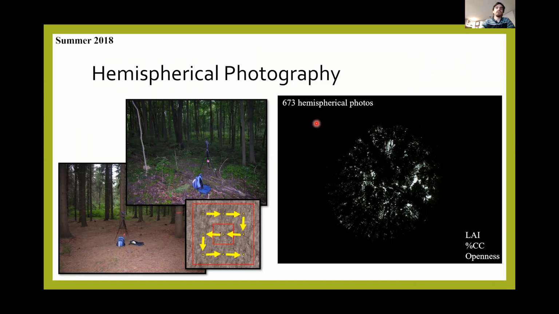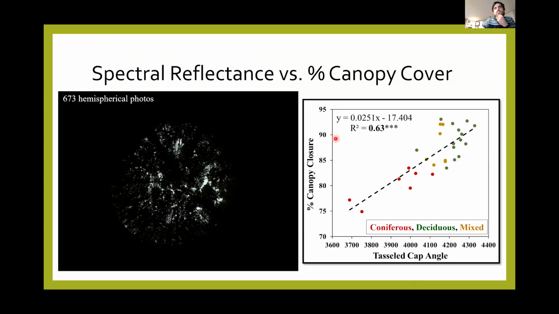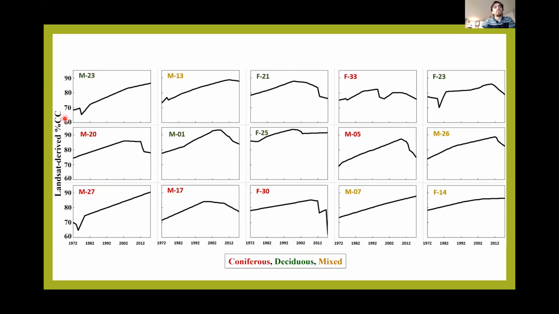I collected many hundreds of these photos, and pretty much the takeaway you need to know for this talk is that there is a strong relationship between the satellite-derived index, the Tasseled Cap angle in this case, and percent canopy closure referenced from these hemispherical photos. So we can pretty confidently say that the more Tasseled Cap angle we have in these dense forest canopies, the denser the forest canopies are. I use this to understand change through time, in terms of an on-the-ground variable, our Landsat-derived percent canopy closure, or percent canopy cover. So we can start understanding the changes through time, since 1972, using this long-term Landsat data at different forest sites.